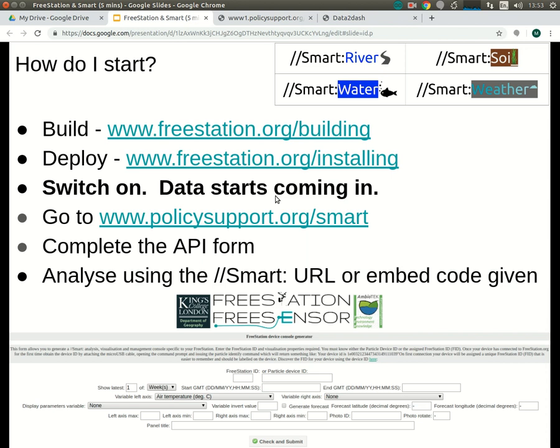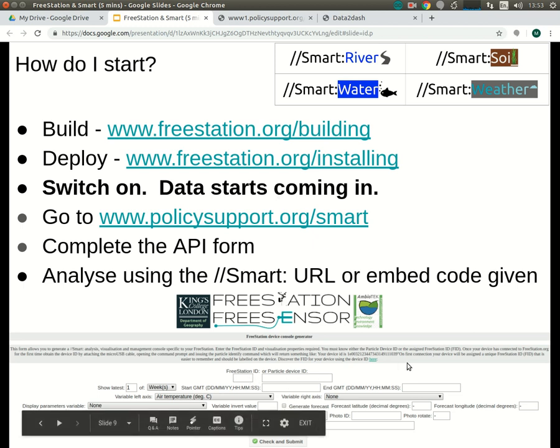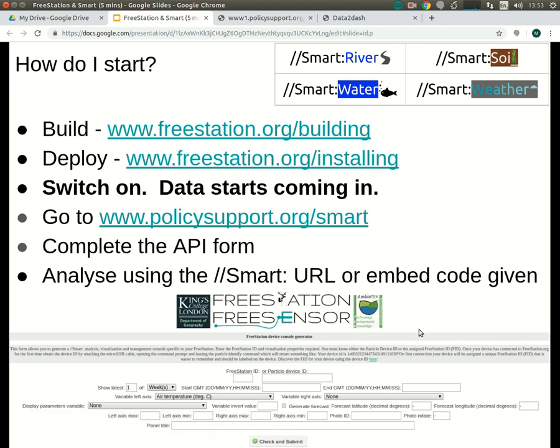So how do you start? Well, the building instructions are at freestation.org, the installing instructions are at freestation.org. Switch them on, the data starts coming in. Go to the Smart website, complete the form that looks like this, putting in your FreeStation ID that you obtain from the station and how you would like your web interface to look in terms of what data is displayed, and then you will get your unique URL or embed code.